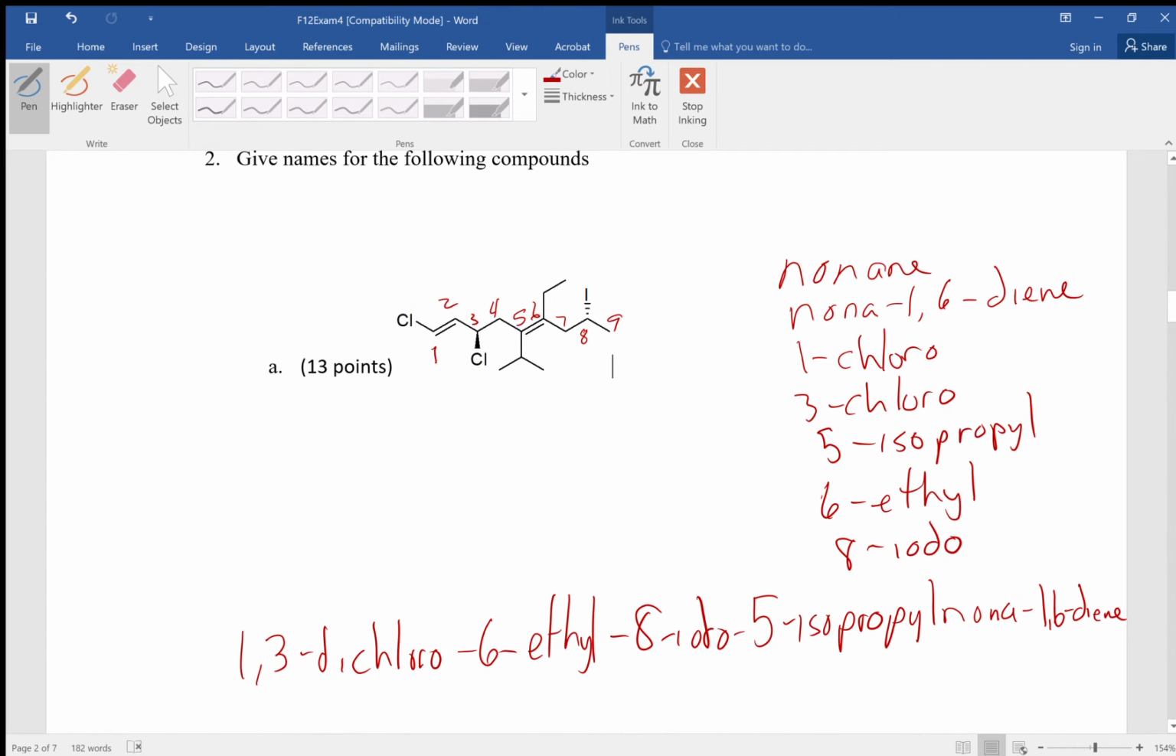Are we done? We are not done. What do we still need to do? We need the stereochemistry. And remember, that means not just E and Z. That's what's new here compared to exam 3. But we also need R and S.